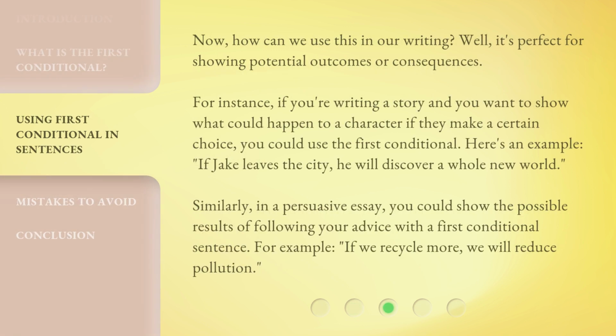Now, how can we use this in our writing? Well, it's perfect for showing potential outcomes or consequences. For instance, if you're writing a story and you want to show what could happen to a character if they make a certain choice, you could use the first conditional. Here's an example. If Jake leaves the city, he will discover a whole new world. Similarly, in a persuasive essay, you could show the possible results of following your advice with a first conditional sentence. For example, if we recycle more, we will reduce pollution.